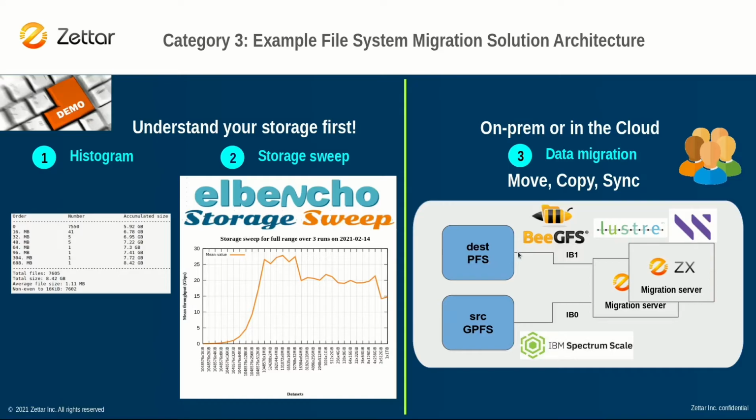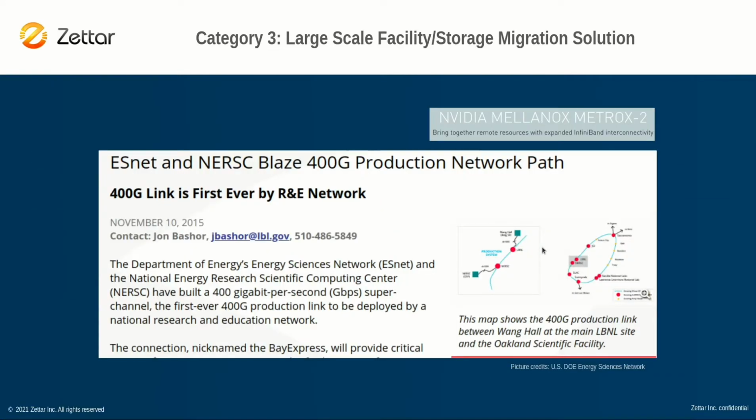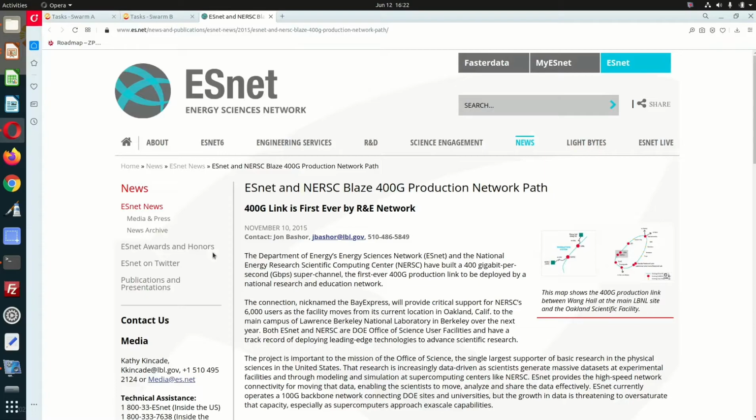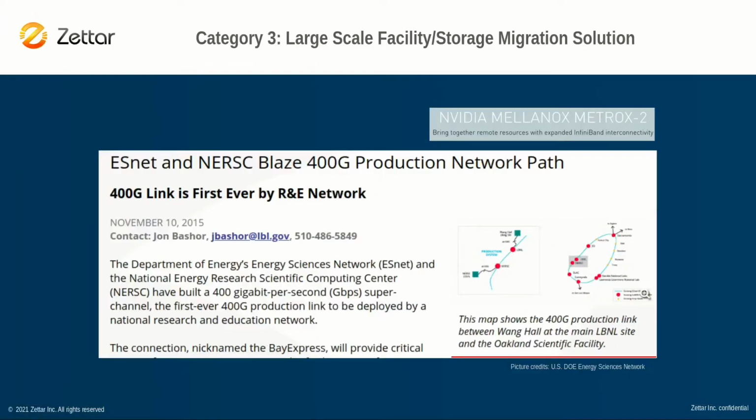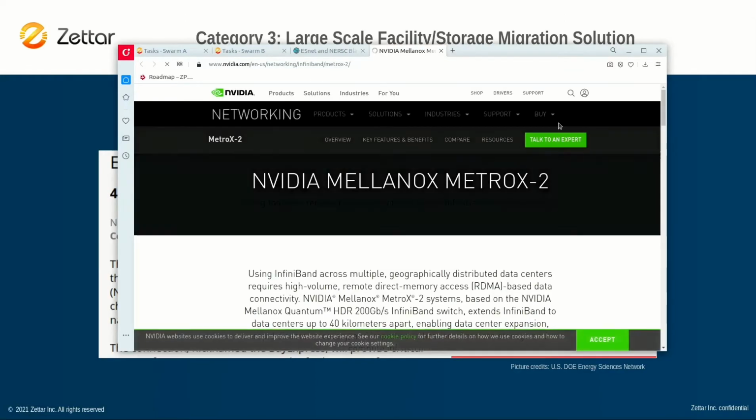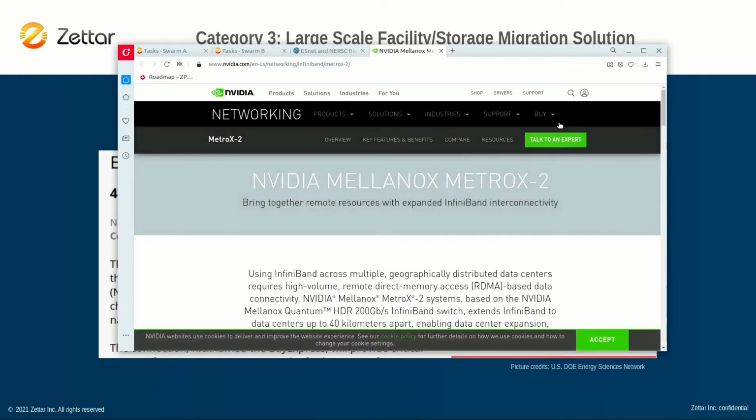It can migrate all kinds of file systems. The solution architecture can be used even to facilitate migration. Often during such moves, migrating the storage system is the most demanding. Back in 2015, ESnet established a custom 400 Gbps connection called BayExpress to facilitate the move of a nurse from Oakland, California to Berkeley, California. And had the ZX been available back then, in combination with NVIDIA Mellanox Metro X2 range extenders, the move could have been done much easier and sooner.